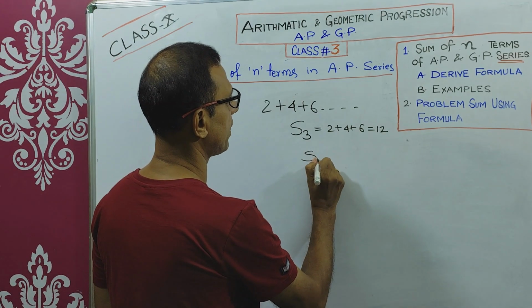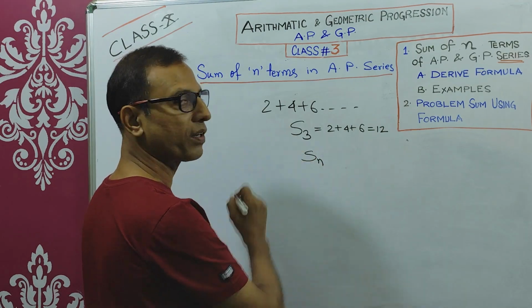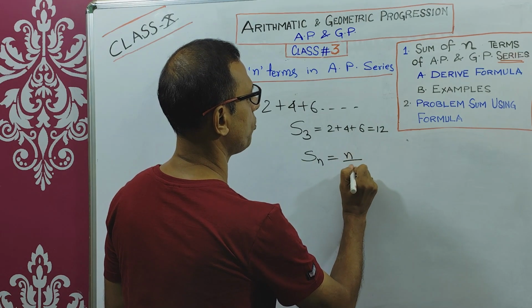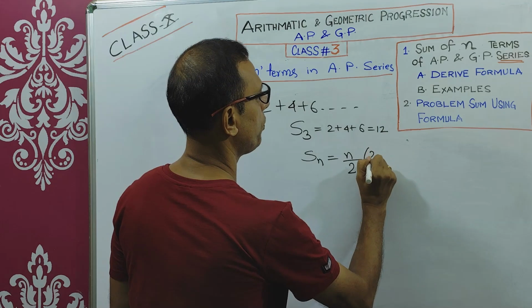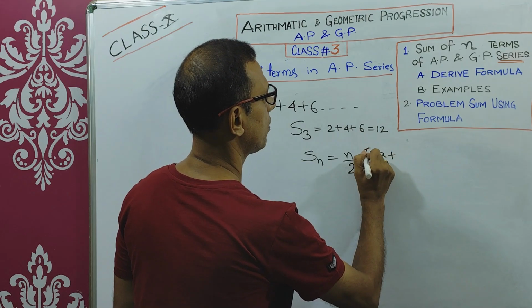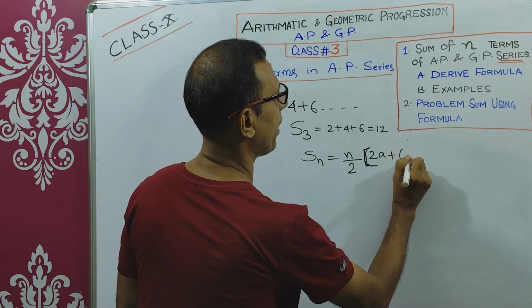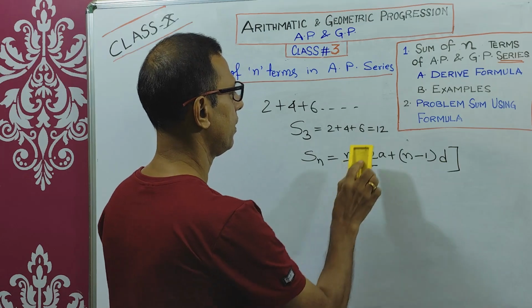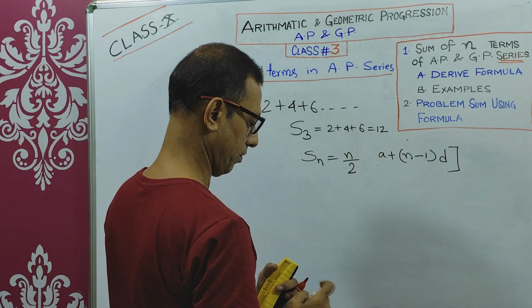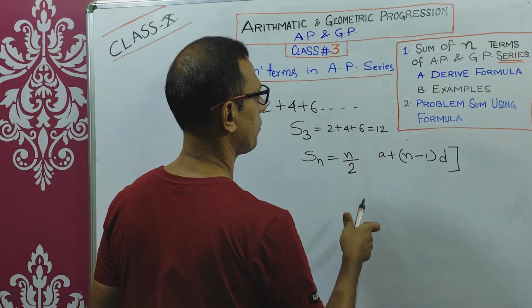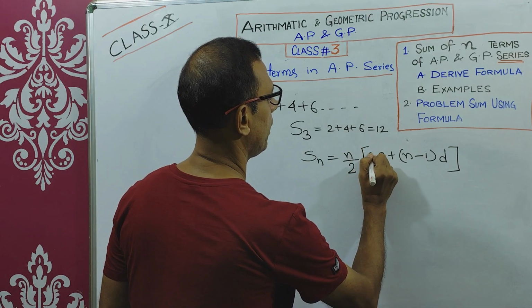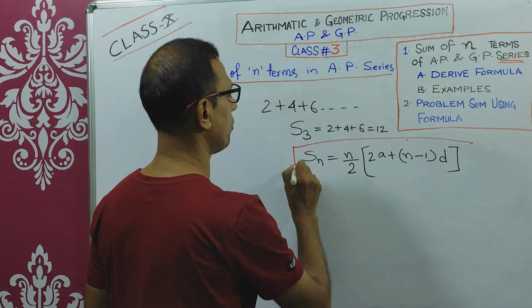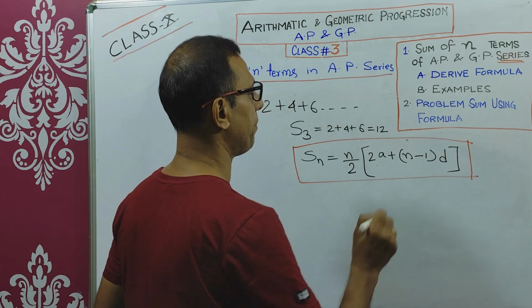There is a formula Sn for n number of terms. The summation of an AP series is Sn equals n by 2 into 2a plus n minus 1 into d. This is the formula to find the sum of n terms in an AP series.